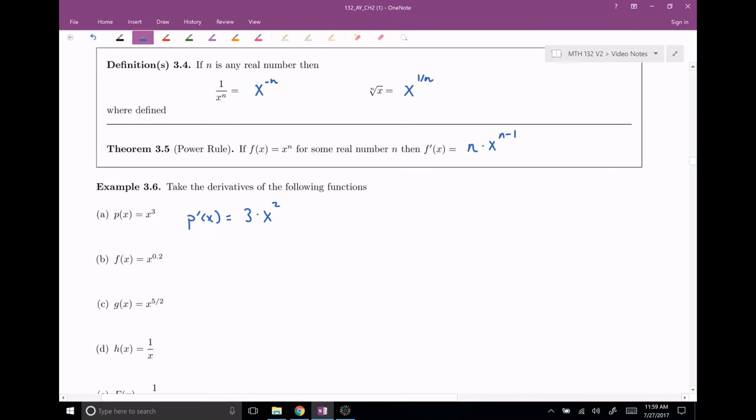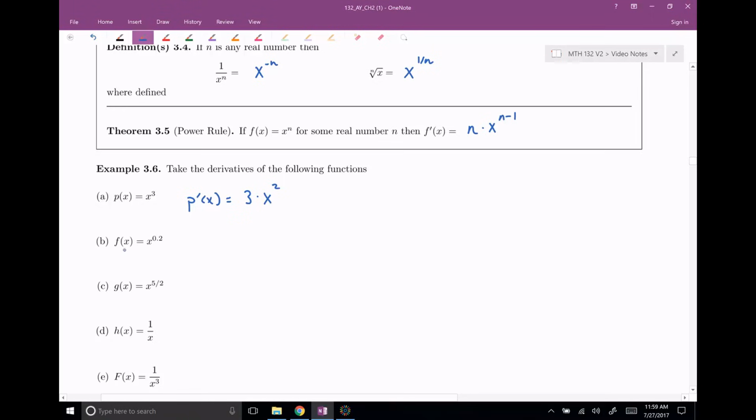All right, let's go ahead and apply this to a few more things. We have f of x is x to the 0.2. So I want to know, again, its derivative. Well, in this case, our n value is 0.2. So applying the power rule, the 0.2 comes down, and we have x raised to the, and I need to reduce my power by 1. So I need 0.2, subtract away 1. So that's going to be negative 0.8.